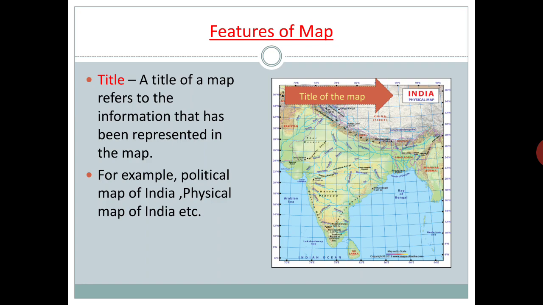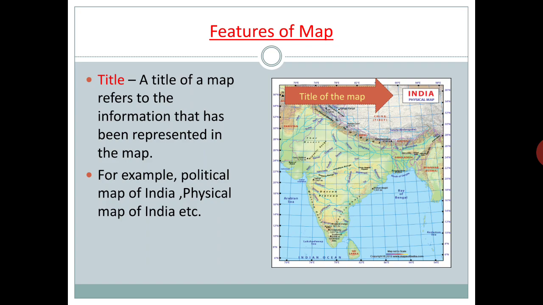Let us discuss today's chapter. We will discuss different features of a map. All maps are created using some set of signs and symbols, and if we have to understand what is written on the map, we must understand the symbols and signs. Let us learn how to use these signs and symbols to understand a map.